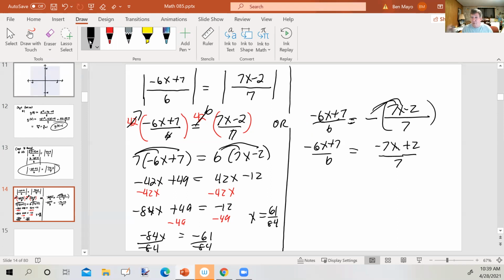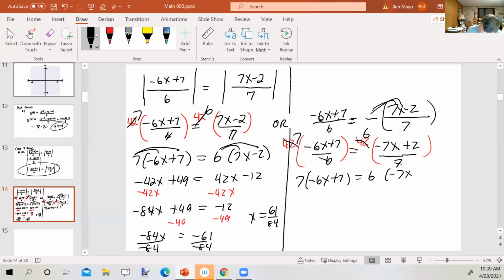Are you okay with how I distributed that? Hopefully so. Now I'll multiply both sides by 42. So 42 over 6 is 7, 7 times negative 6x plus 7. 42 over 7 is 6, equals 6 times negative 7x plus 2. So now, distributing, I get negative 42x plus 49 equals negative 42x plus 12.